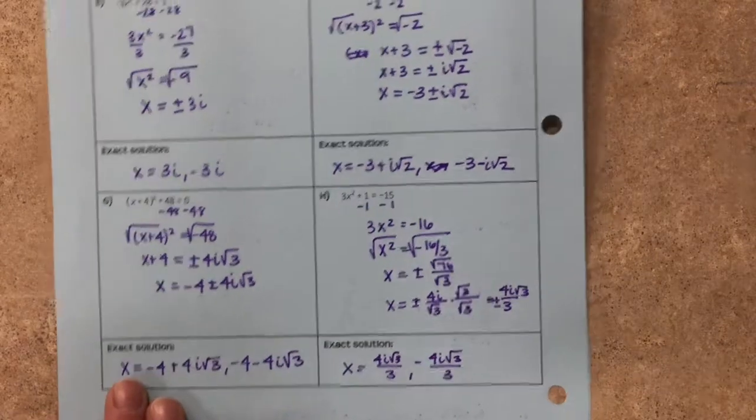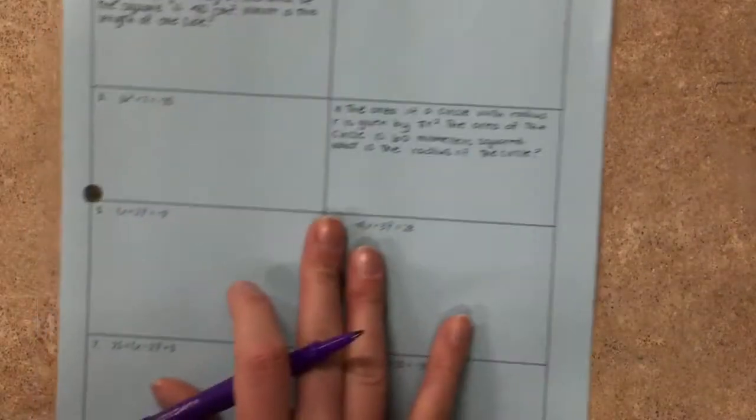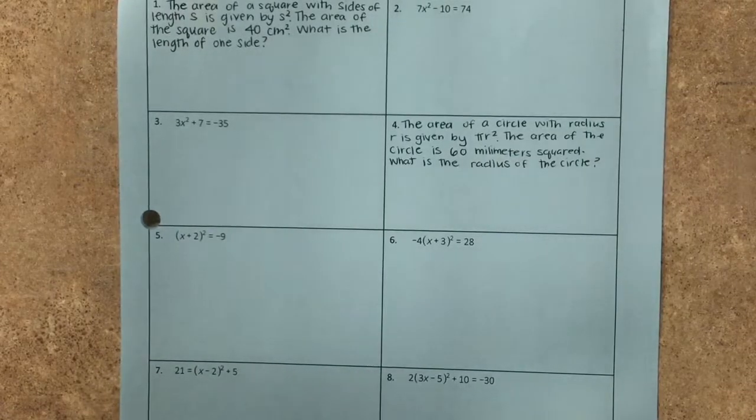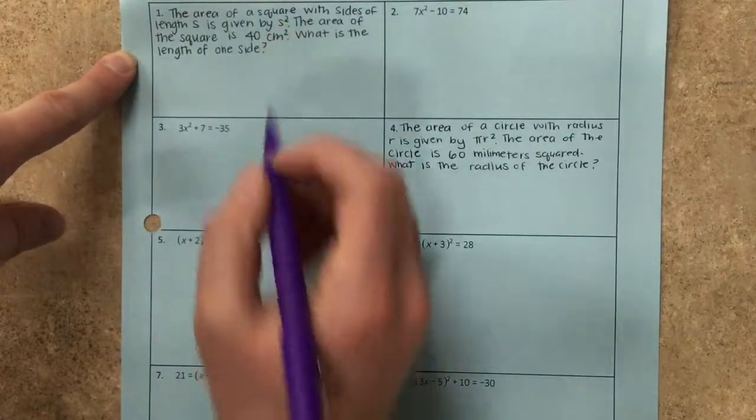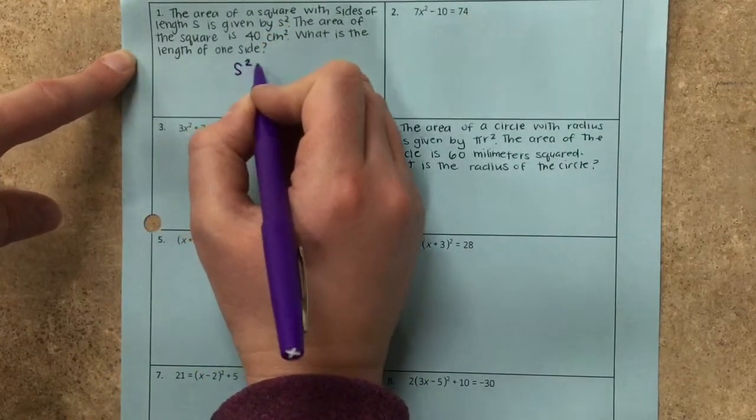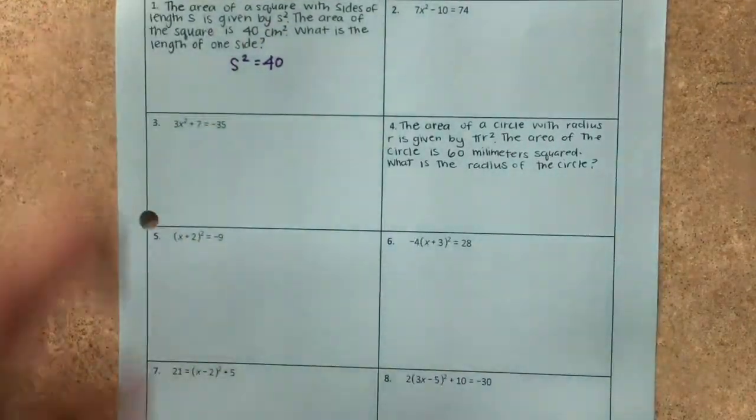Okay, last but not least, let's look at the back. Let's look at number 1 first. The area of a square with side length s is given by s squared. The area of the square is 40 centimeters. What is the length of one side? So we're saying, hey, our area is s squared, and you're telling me the area is 40. So what's the length of the side?